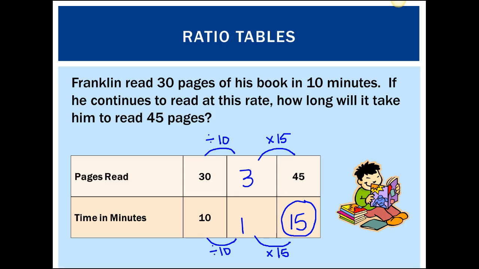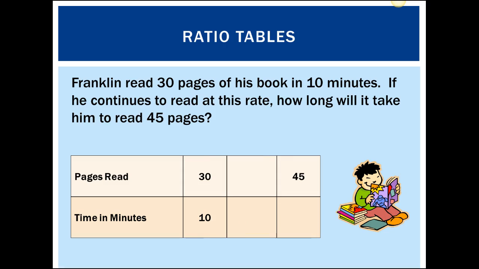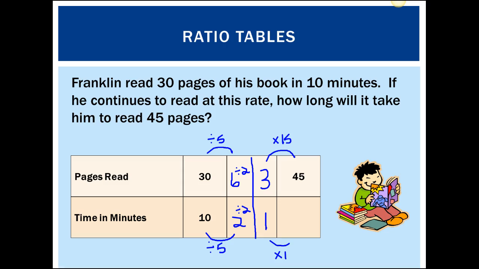Let's see what would happen if I divide by 5. 30 divided by 5 will give me 6, and 10 divided by 5 will give me 2. Now I can't get directly from 6 to 45. I can either try a different number to start with, or I could simplify again. I would divide both of them by 2, and that would give me 3 over 1. Then I could multiply times 15. And as you notice, I just added some extra boxes to the table, and that's okay as well. So 3 different ways to get the answer of 15.